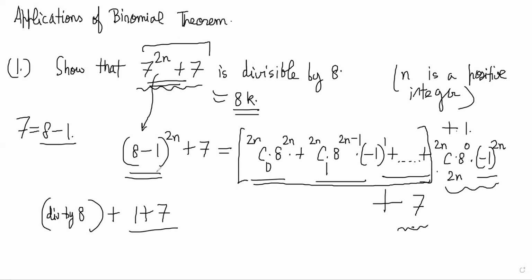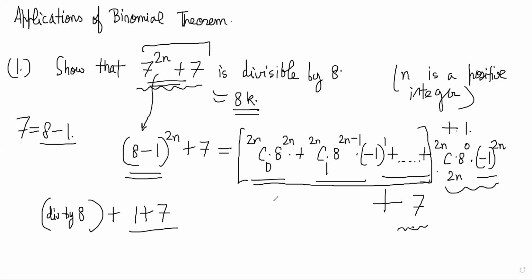So the idea is pretty simple. These are applications where you need to use other portions of maths also, but ultimately somewhere you have to use the binomial theorem to get the result. So we are showing divisibility by 8 using the expansion of 7 as 8 minus 1.